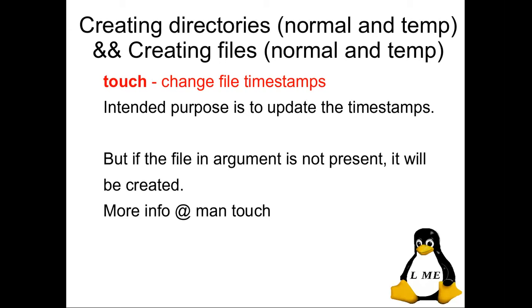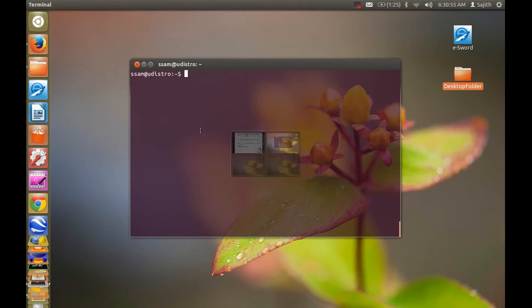Alright, next we are going to see the touch command. It's used to change the timestamps of the files and directories inside the Linux system. But it has this cool functionality that if the file does not already exist in your system, it creates a new file for you. So I think this is the easiest method to create files inside a Linux system. Let's have a look at the touch command.